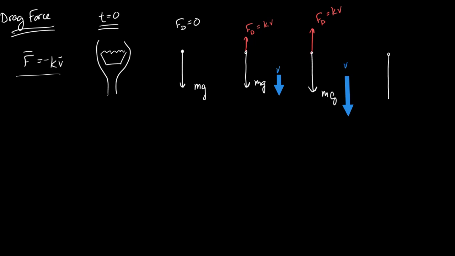I think you guys can kind of imagine that if this keeps going the way it is, although the weight's not changing, eventually we should reach a point where the upward force equals the downward force. This is a special condition known as the terminal velocity. And this occurs when you finally reach the condition that net force equals 0.